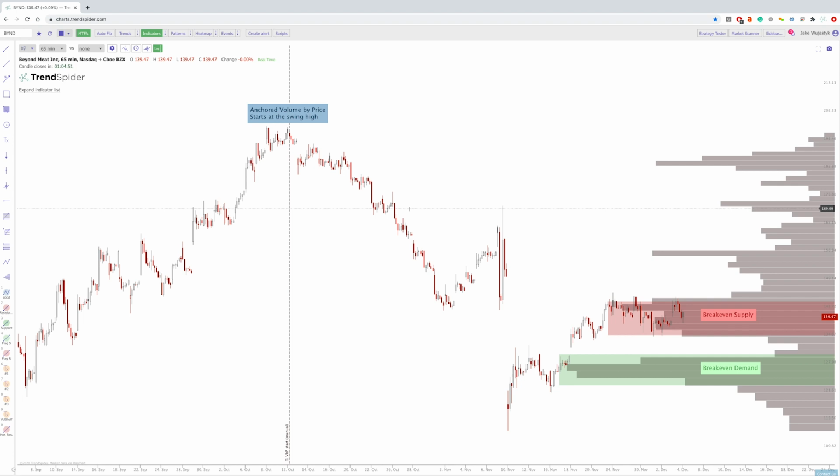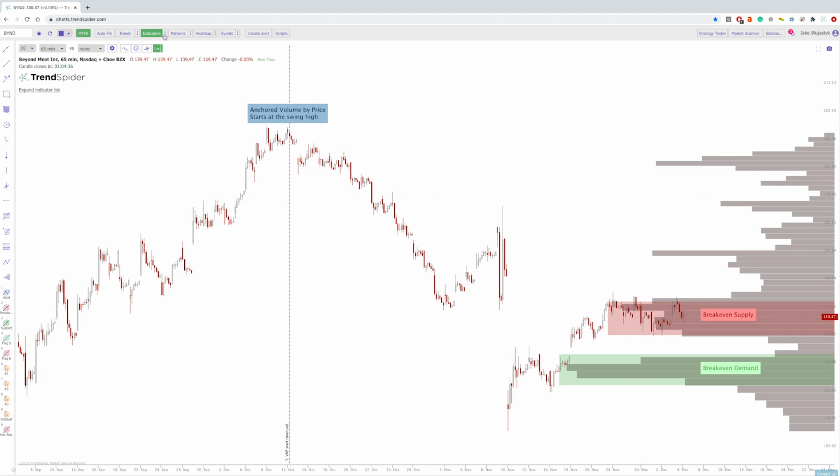Today we're going to go over what the volume shelf is and how you can implement it on TrendSpider. We've already done a video on volume in general, comparing regular volume on the horizontal axis versus volume on the vertical axis, like we see here, which is called volume by price. The first thing we'll touch on is how you can get this on your chart.